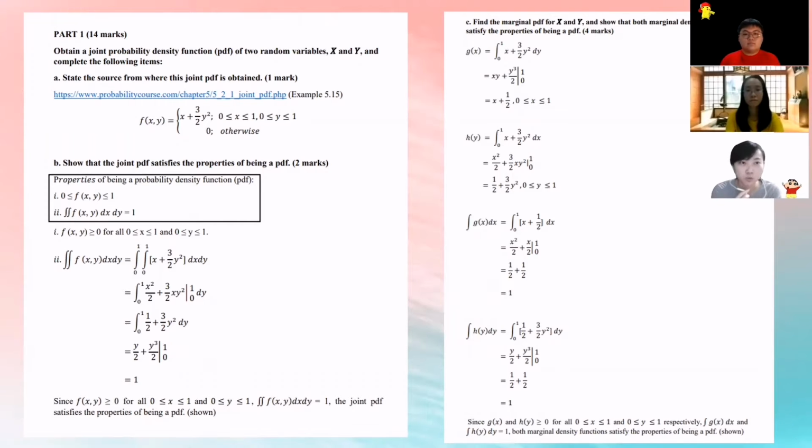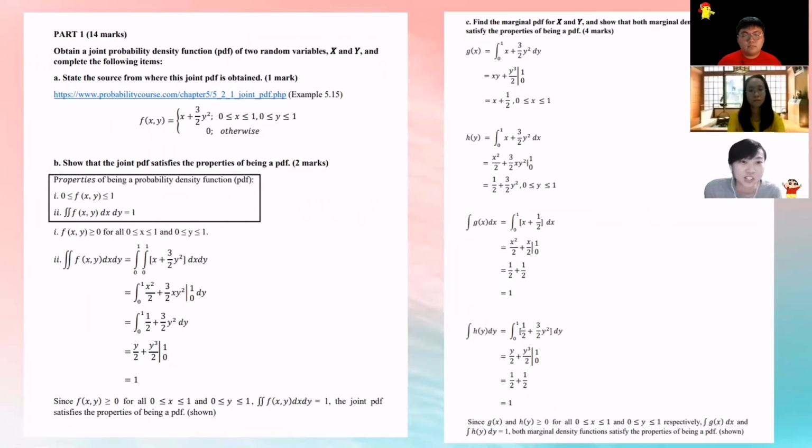So for this question, the question requires us to obtain a joint probability density function of two random variables, x and y. I actually get my joint PDF from the website as I have shown here, and I take the question from example 5.15, and I wrote it in this slide.